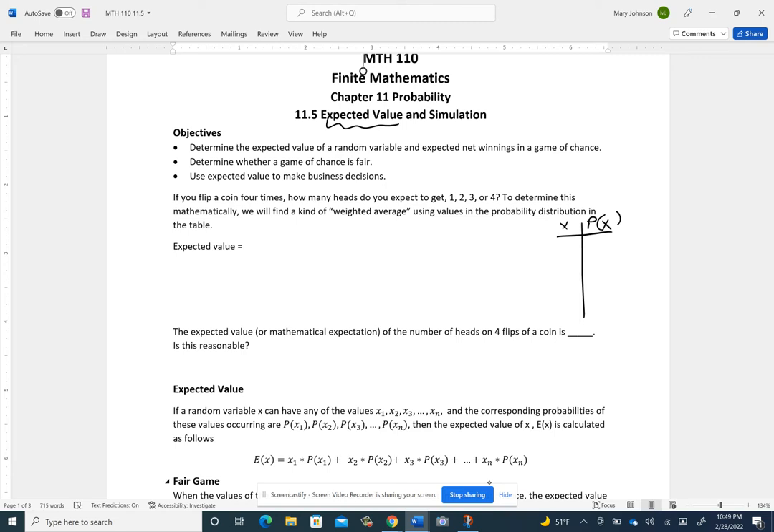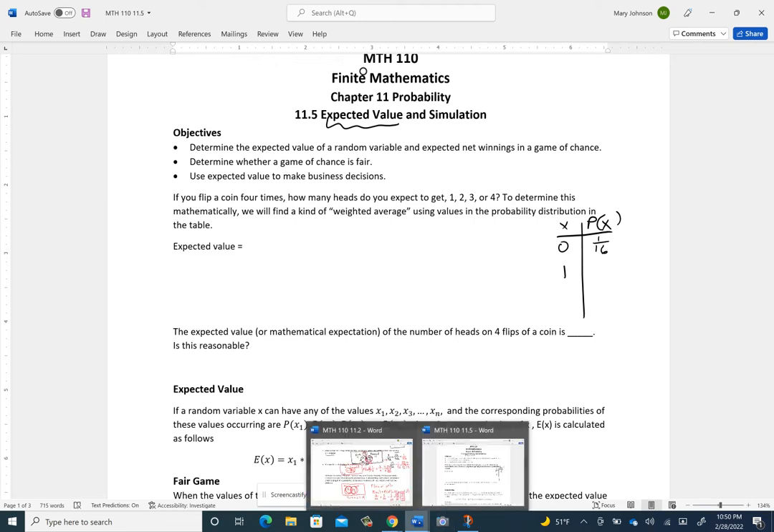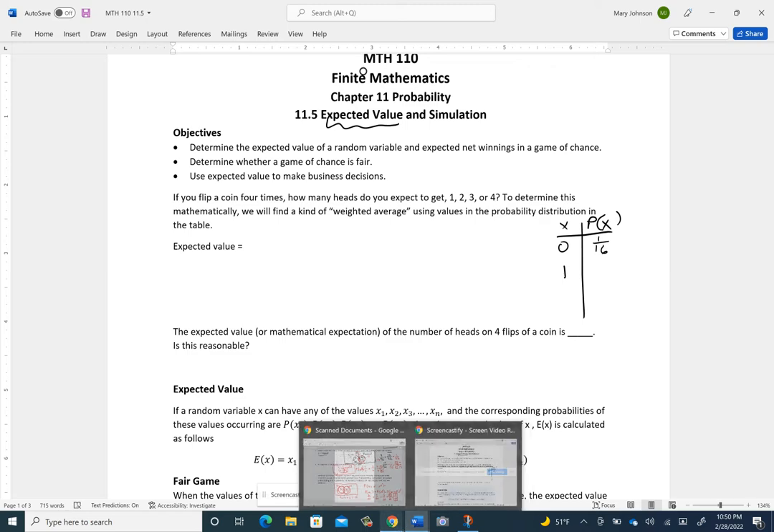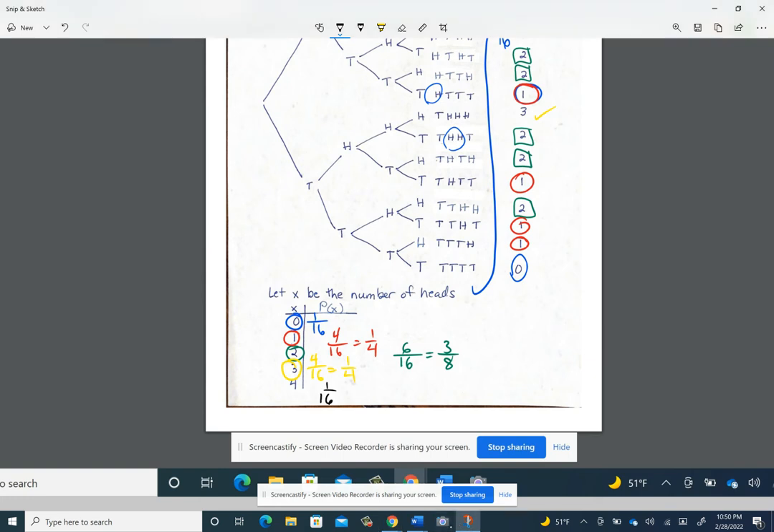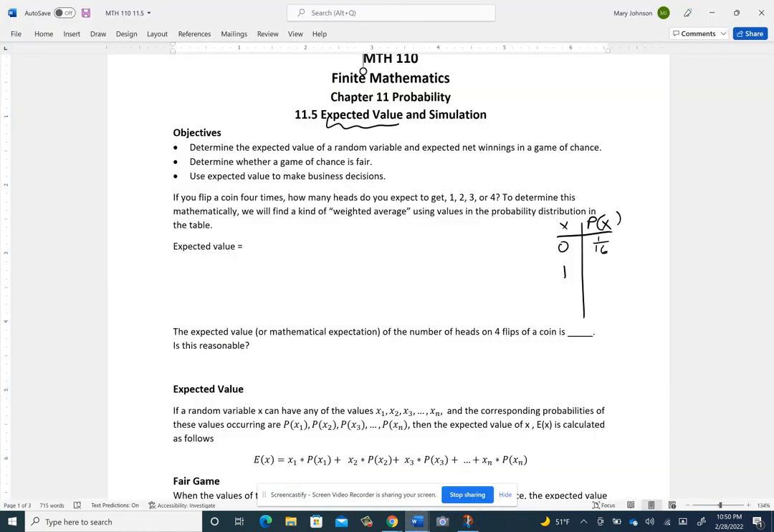So we had, I'll spread it out a little bit. The probability of getting no heads was 1 out of 16. Probability of getting 1, if you remember back, let me find out where it is. There it is. Here it is. The probability of getting 1 head was 1/4. Okay. 2 heads was 3/8. Okay, and so on. So let me just get that information over here.